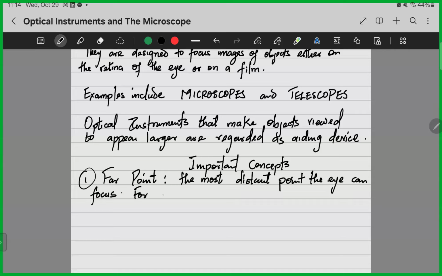For the normal eye, I don't know if there's any such thing as an abnormal eye, but for the normal eye, don't worry, I'm using glasses, so no shade. No shade on those using glasses. I'm also a four-eyed person. For the normal eye, it is at infinity. So we say far point, the most distant point the eye can focus. For the normal eye, this point is at infinity.